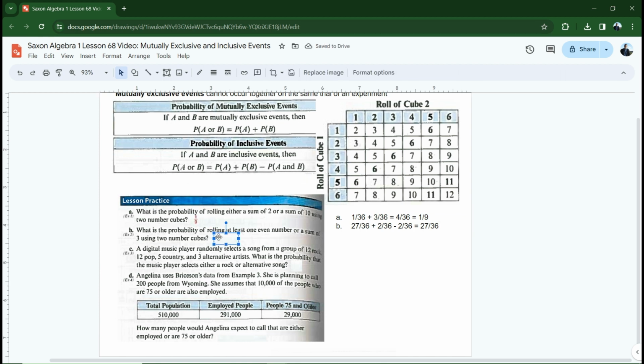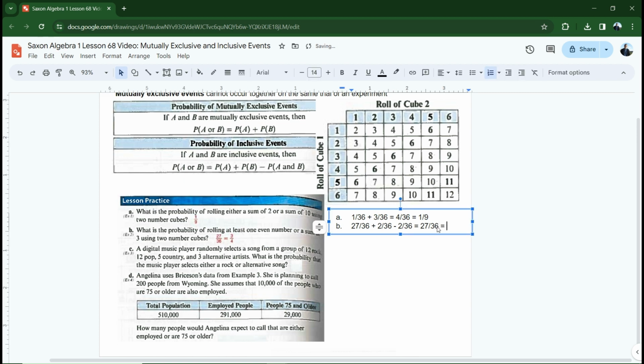Let's make sure that I did that right. Bam, there it is. That can be simplified, by the way. For some reason, I didn't even think about that, but if I can put 9 into 27 3 times, 9 into 36 4 times, so 3/4.